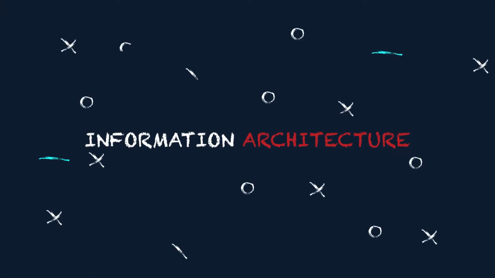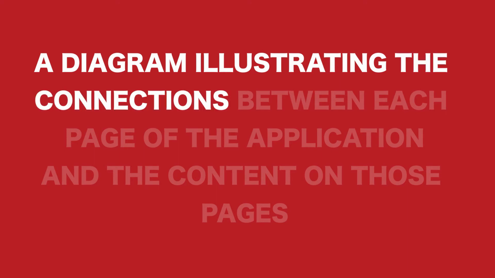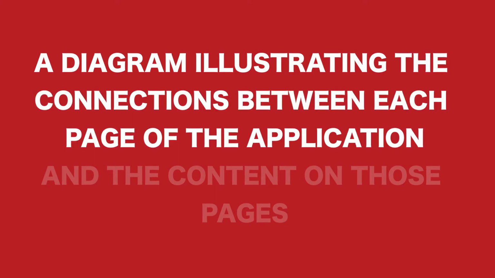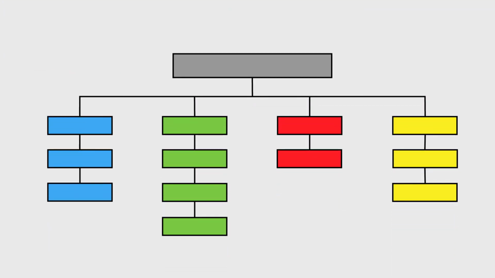Information architecture. After the content strategy has been signed off, the blueprints of your new app or website can be constructed. At this stage in the process, we will build a sitemap of your project. A sitemap is a diagram illustrating the connections between each page of the application and the content on those pages. This sitemap will give you a bird's eye view of your site structure.